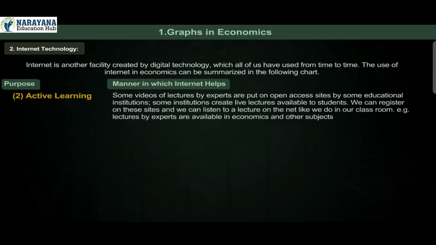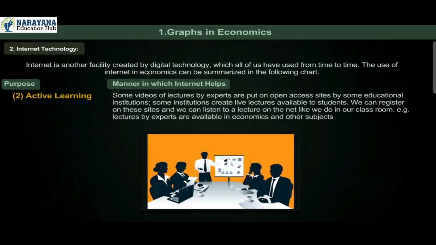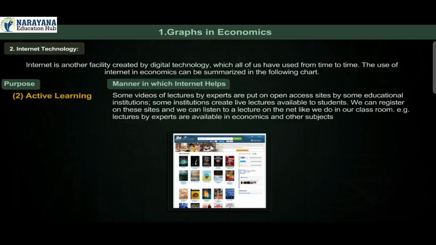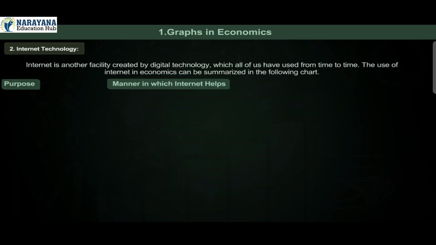2. Active learning. Some videos of lectures by experts are put on open access sites by some educational institutions. Some institutions create live lectures available to students. We can register on these sites and we can listen to a lecture on the net like we do in our classroom. Example, lectures by experts are available in economics and other subjects.